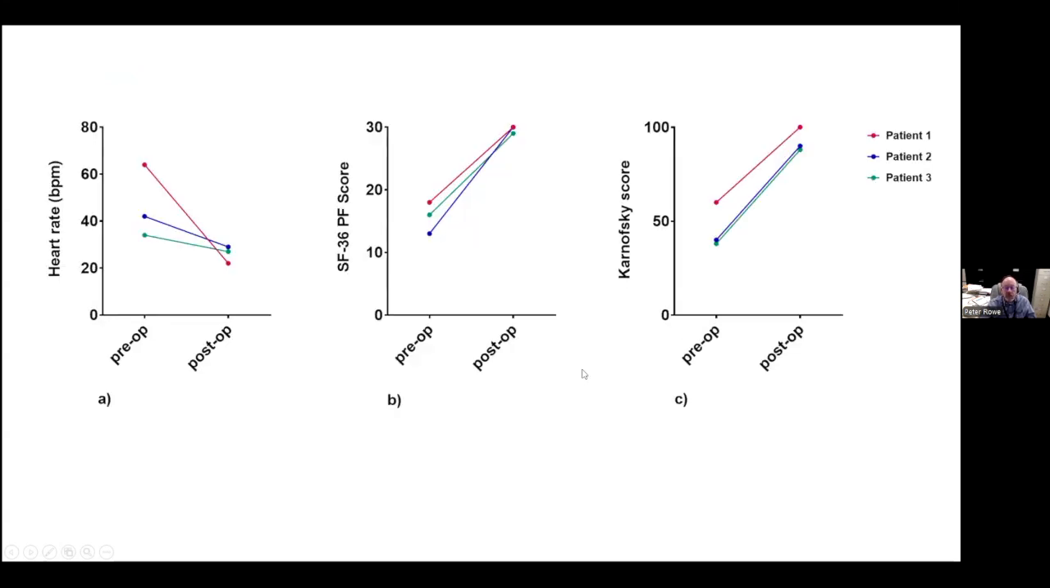She and one other patient had really nice improvements, all three of them, in the heart rate increment when they stood, in the SF-36 physical function score between pre-op and post-op, and in their Karnofsky score, which is a measure of overall well-being, higher scores meaning more normal function.